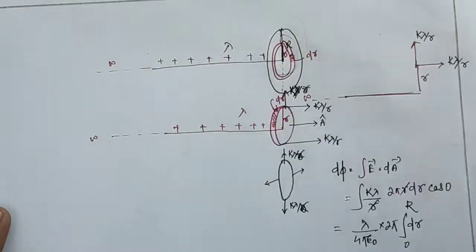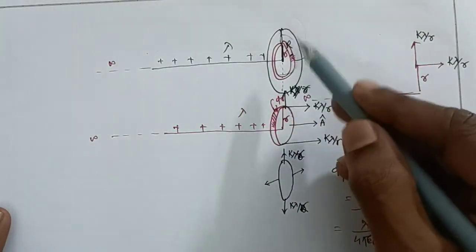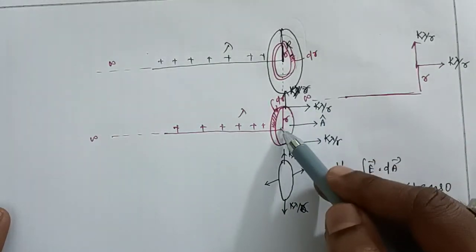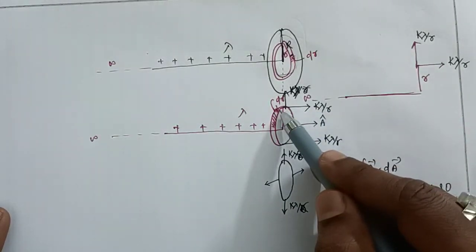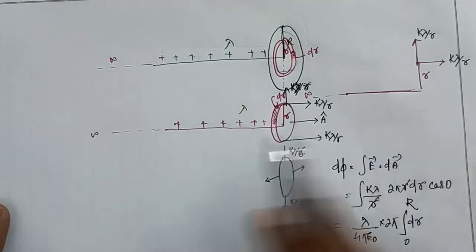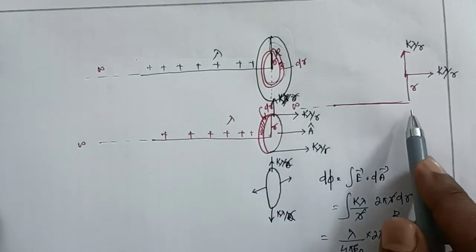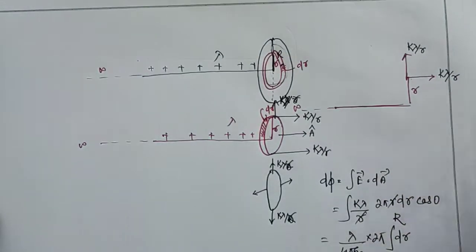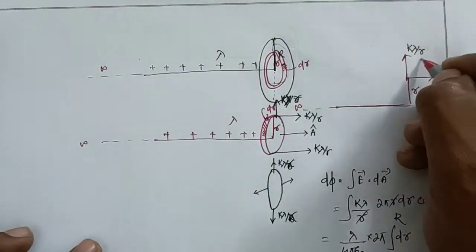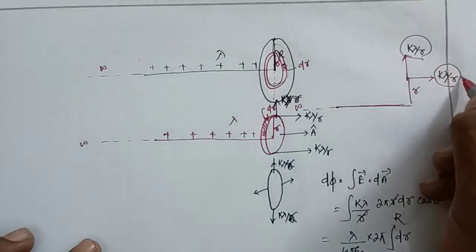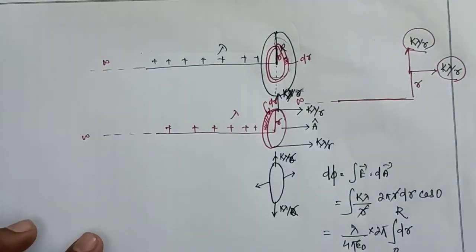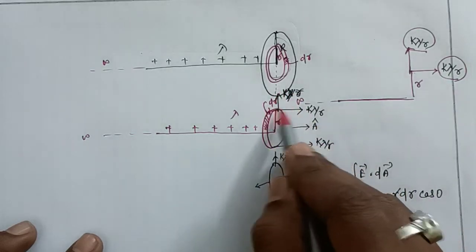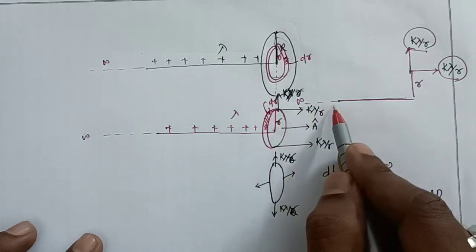We know that in the case of a disk, the ring is an element. So we will consider a ring of radius r and thickness dr. And we know that if one end goes to infinity, the expression of electric field has two components. One is k lambda by r perpendicular component, another one is k lambda by r horizontal component.